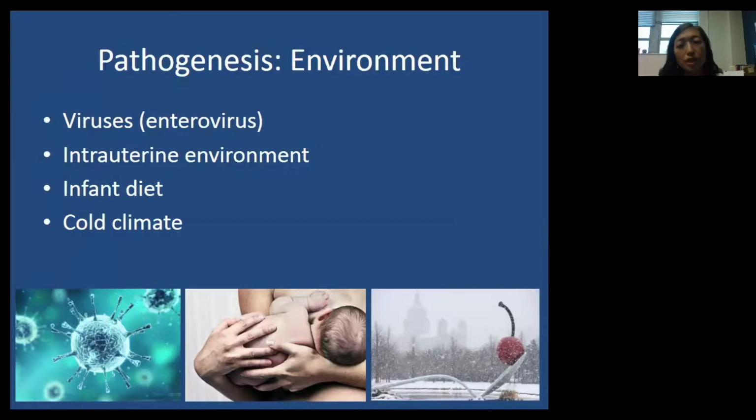So what is really the underlying pathogenesis, what triggers type 1 diabetes onset? It's really not yet clearly defined, although there's lots and lots of research looking at these various factors. Viruses, enterovirus being the most prominent one under study, intrauterine environment, infant diet, whether you breastfeed or not, maybe even living in a colder climate might make you more prone to type 1 diabetes. But of course, all of these have yet to be studied in more depth to provide us a more accurate and precise answer. But lots of different theories out there.